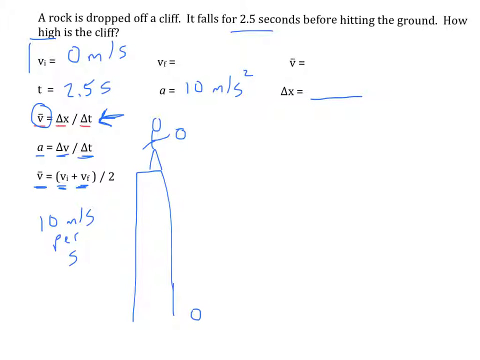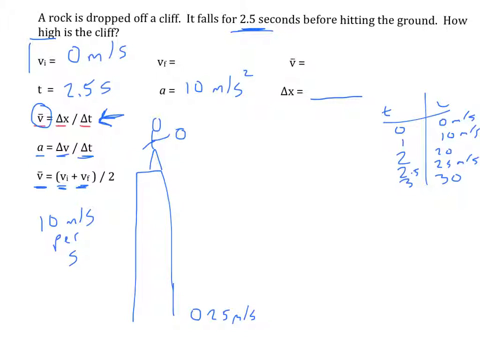So in this situation, if I made a chart of time versus velocity, when I let go of it at time 0, the velocity was 0 meters per second. 1 second later, it's going 10. At 2 seconds, it's going 20. At 3 seconds, it would be going 30. However, we're not going to 3 seconds, we're going to 2.5. So at 2.5 seconds, it's going to be going 25 meters per second. So at this point, the final velocity is 25 meters per second. So it starts at 0, it finishes at 25. And that's assuming no air resistance or anything like that.